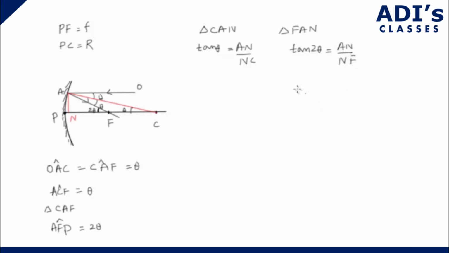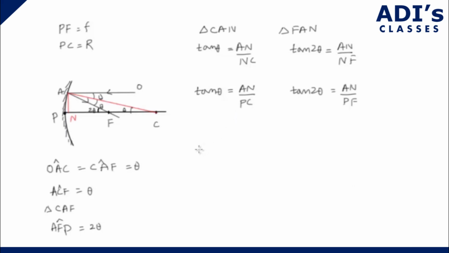Now look at the figure, P and N are very close to each other, correct? So NF can also be written as PF, almost equal to that, and NC is almost equal to PC. So this changes to tan theta equals AN divided by PC, and tan 2 theta equals AN divided by PF. Now what are PF and PC? That's nothing but the focal length and the radius of curvature, right? So we'll substitute that.